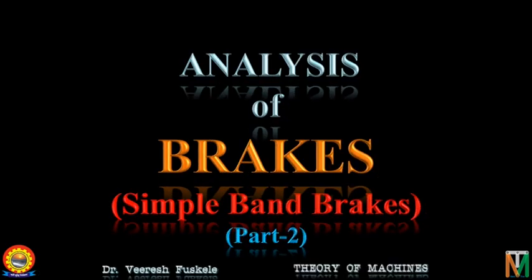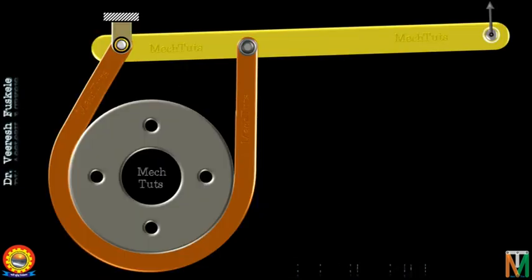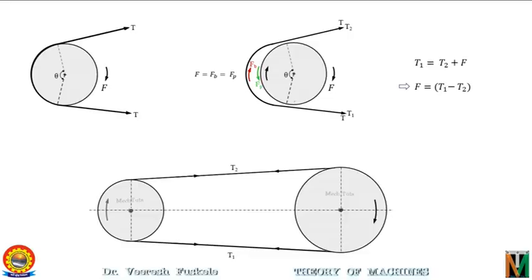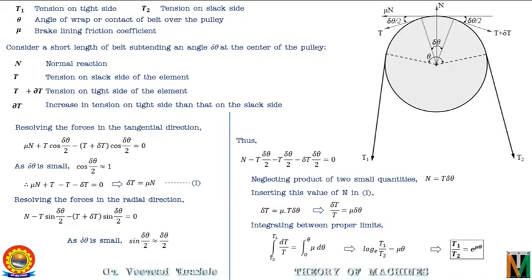In the last class, we started the discussion on band brakes. So we saw its construction details and working to start with, and learnt about the forces and tensions involved in it. We then revised the concepts of tensions through belt and pulley and further derived the equation of ratio of tensions, which we will use in the analysis of band brake today.